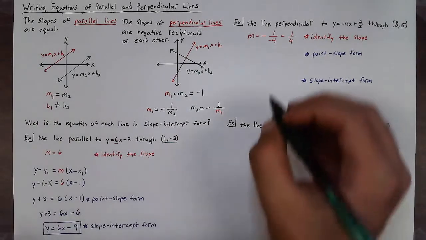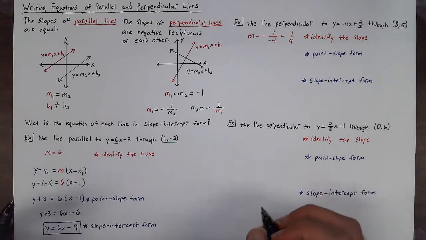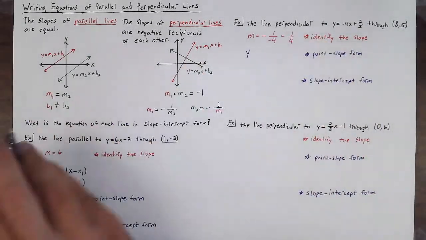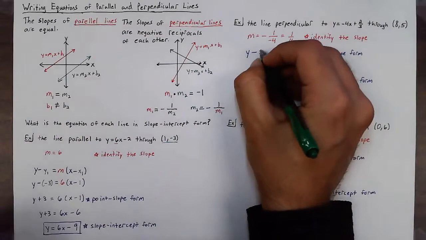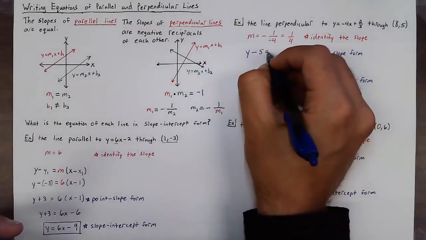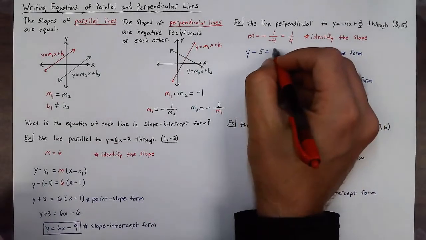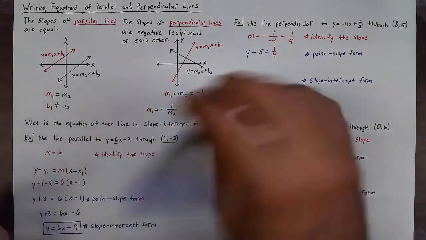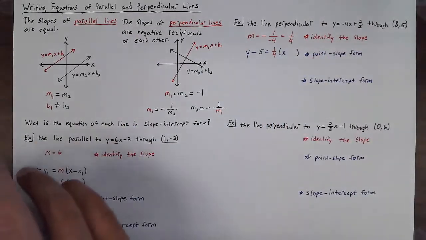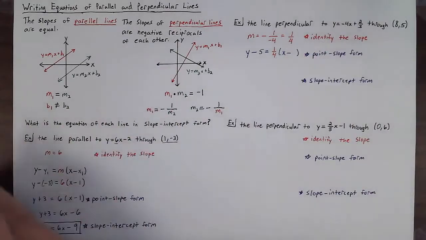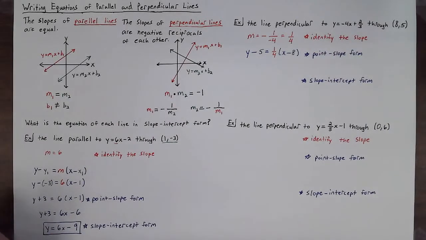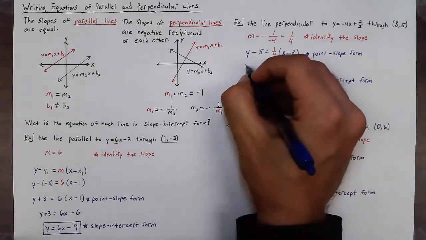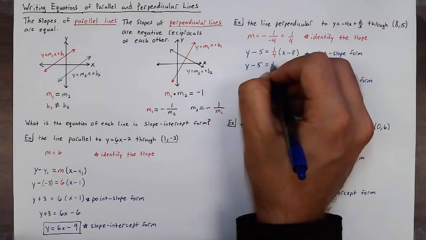So when I go to put this in slope-intercept form, I'll have y minus 5 is equal to positive 1/4 times x minus 8. That's in point-slope form, but I do want to put this in slope-intercept form to complete my problem. So I'm going to distribute the 1/4, giving me y minus 5 is equal to 1/4 x minus 2.